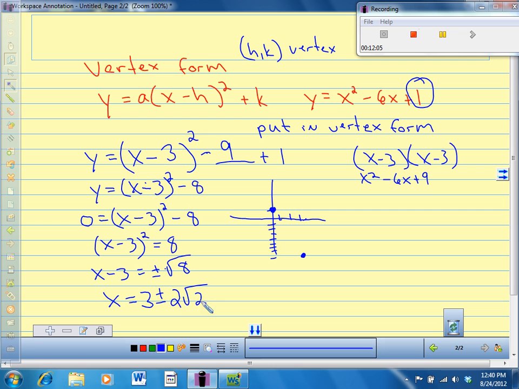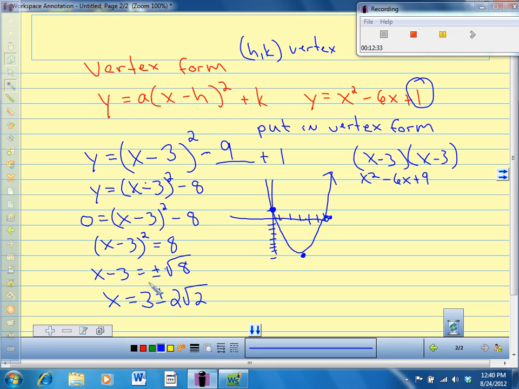And I happen to know that root of 2 is about 1.4, and 2 times 1.4 is about 2.8, and 3 plus 2.8 is about 5.8. So I could actually tell you that this goes through about 5.8 or something like that. And then 3 minus 2.8, which is very close to over here, right? So you get those intercepts pretty nicely and sketch your graph. My graph isn't to scale, but you get the idea. Yes? No? Okay. So that's good.